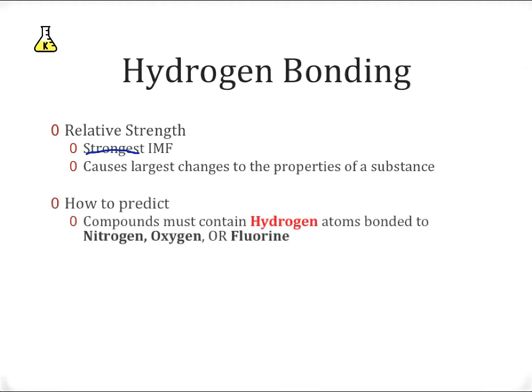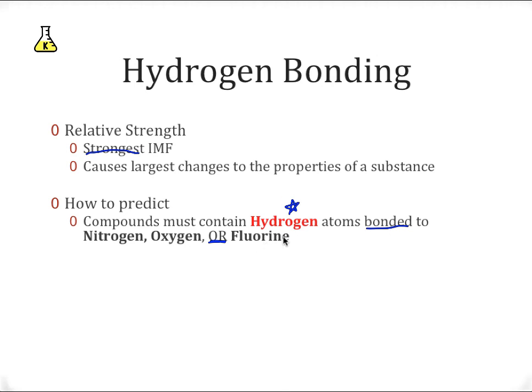Last but not least, we have to talk about how to predict whether or not hydrogen bonding will or will not occur. For hydrogen bonding to exist, we have a couple conditions that have to be met. First of all, your substance must contain a hydrogen atom, hence the name hydrogen bonding. And that hydrogen atom has to be bonded to one of the following: either nitrogen, oxygen, or fluorine. It doesn't have to be all three, any one of those.